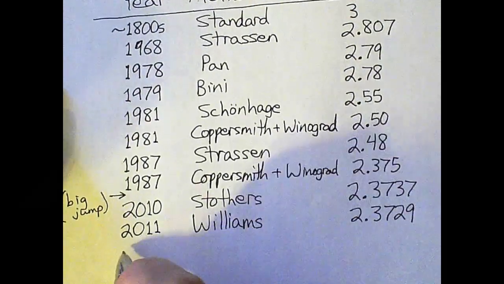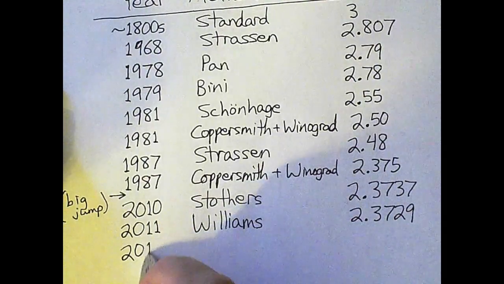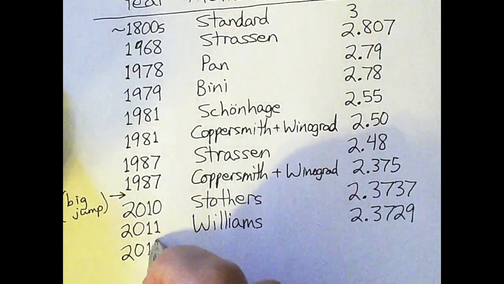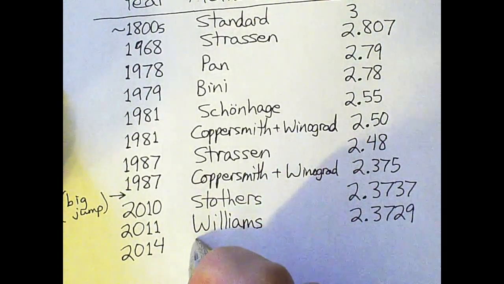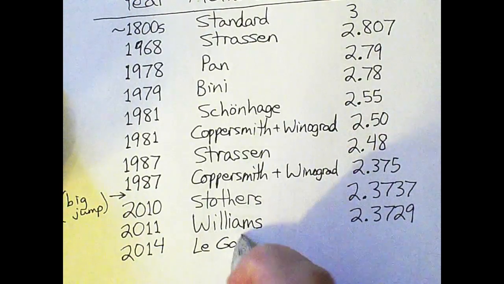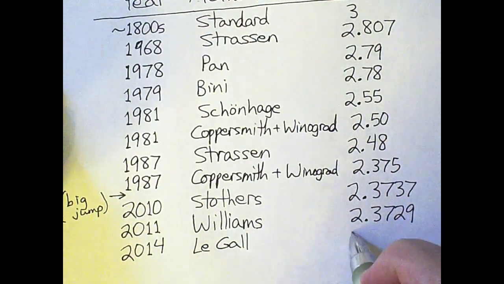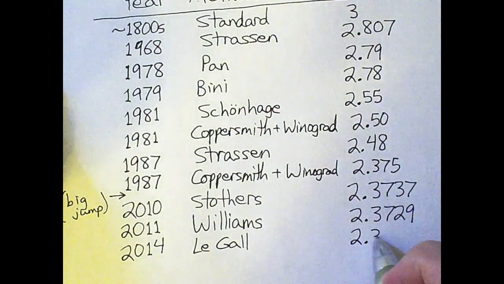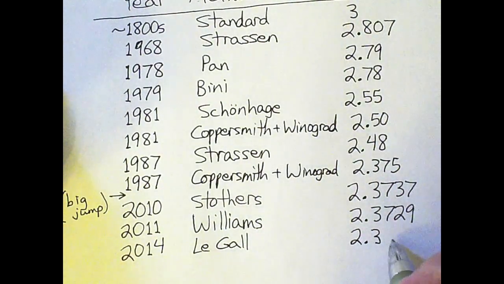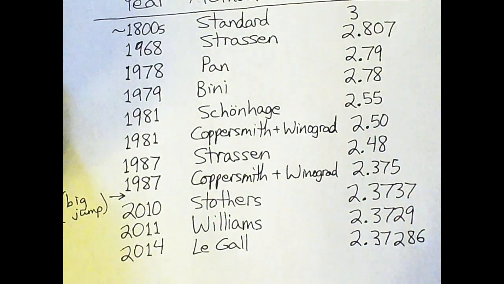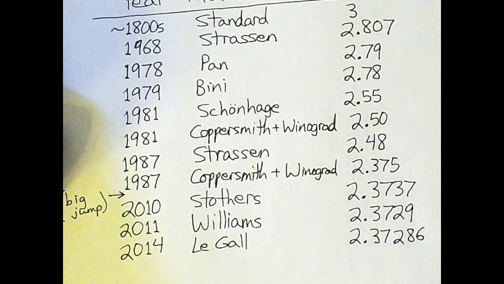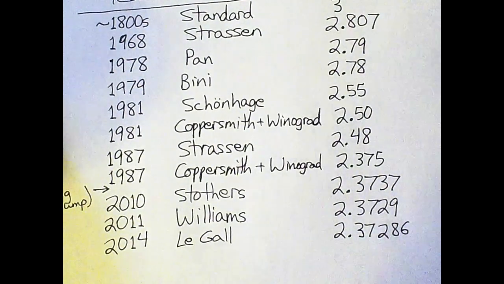There's been progress. There was a new method in 2014 by Francois Le Gall. Brought the exponent to 2.37286. Look at that. Look how close those are. It was a small improvement, but an improvement nonetheless.